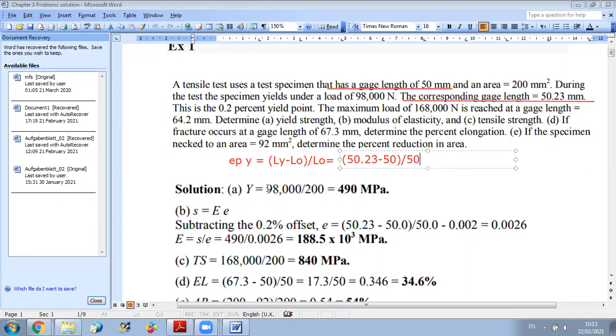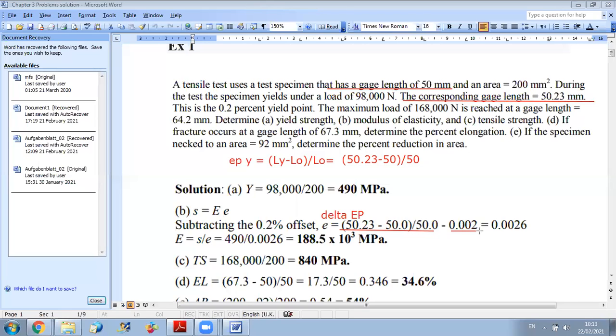Okay? And after you find this epsilon, you want to find delta epsilon. So you subtract from it what? So here, if you want, this is delta epsilon. Okay? Delta epsilon is epsilon at yield, which is calculated from the following formula, minus epsilon at the initial point, which is 0.002.